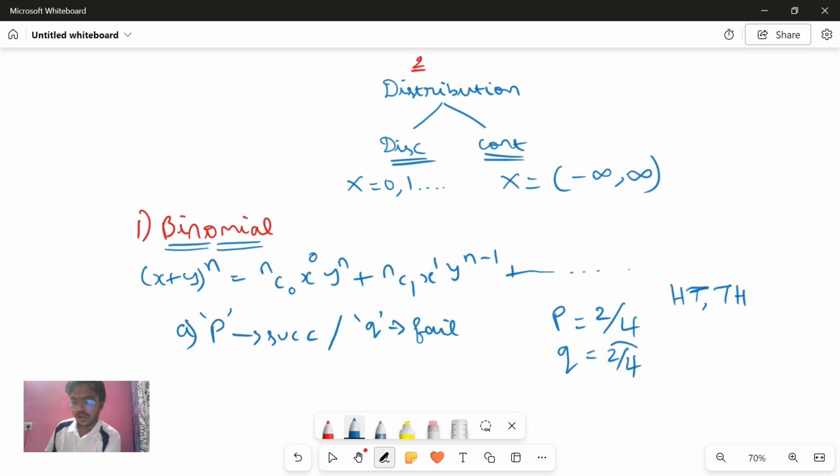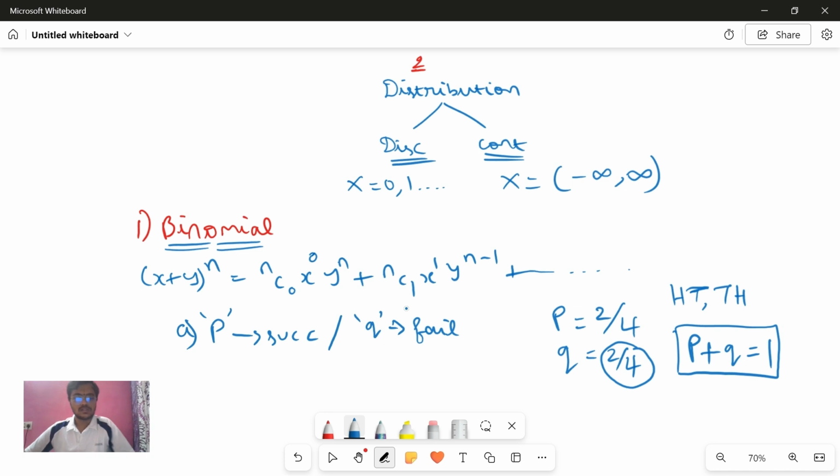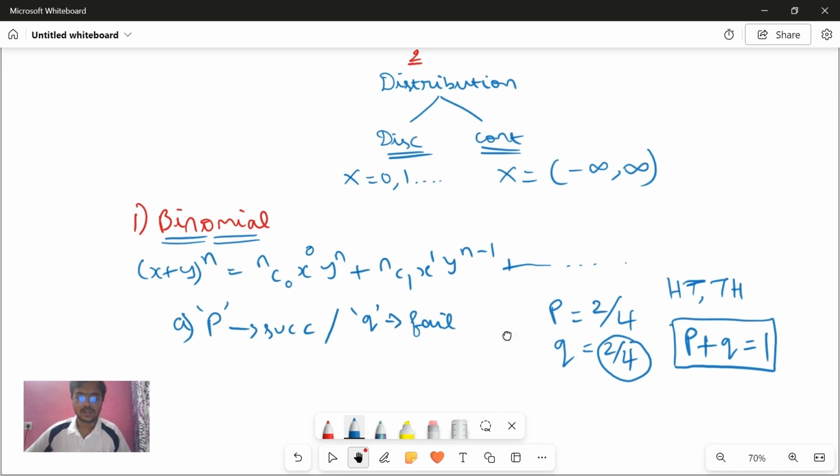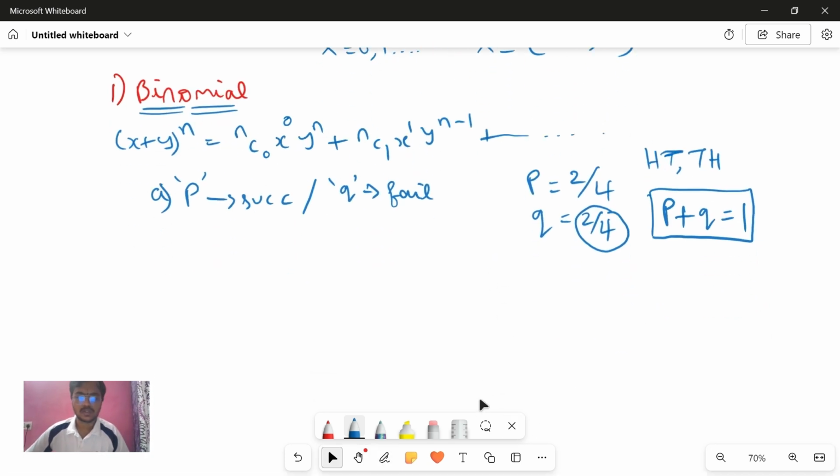This 2 by 4 is not the probability of only one event, understood? That is the probability of the complement. P is the complement of q, both are opposite of each other, and thus this equation always holds: p plus q will always be equal to 1, understood? So this is one important condition for a binomial distribution.